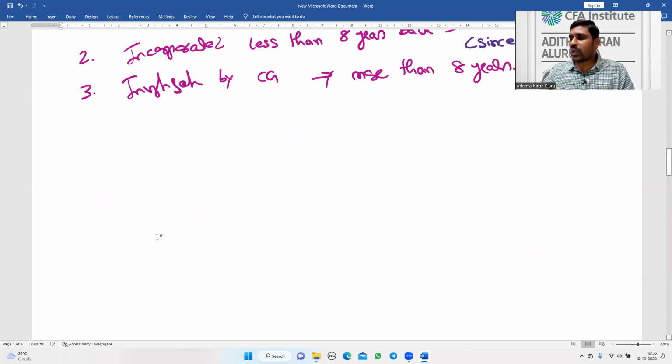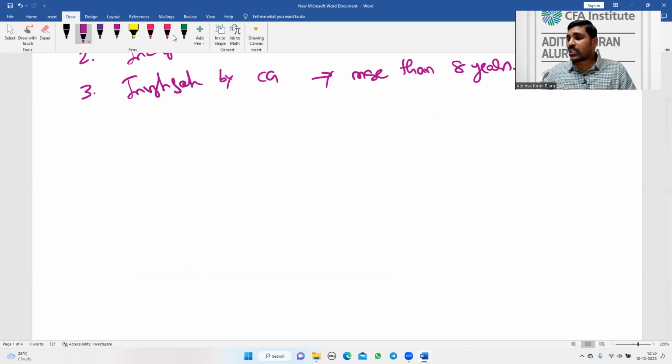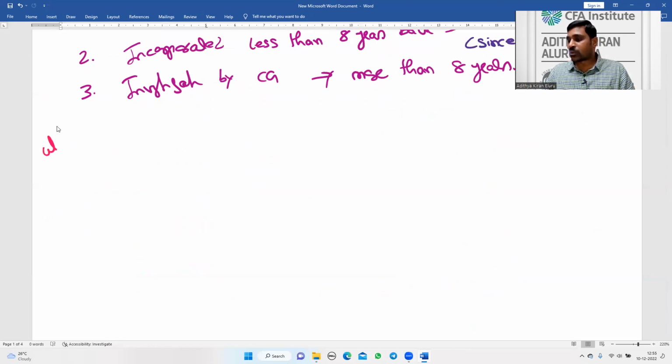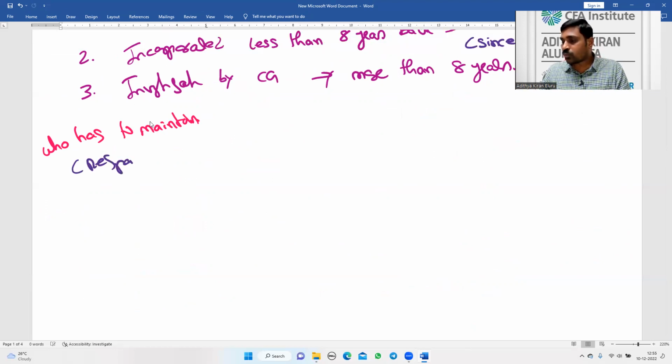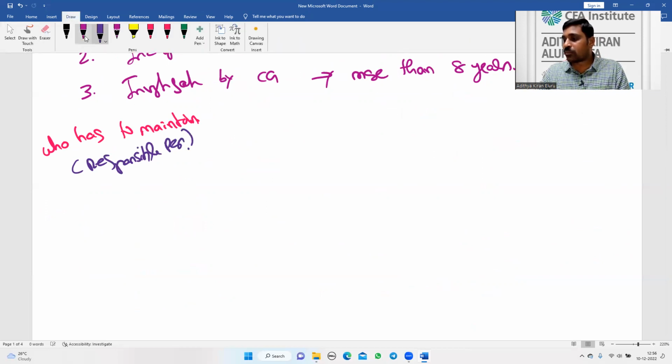Next, who can check these books of accounts? Whose responsibility is it to maintain the books of accounts? Till now I have discussed how the books of accounts should be kept and all those things. Who is the responsible person to maintain these books of accounts?